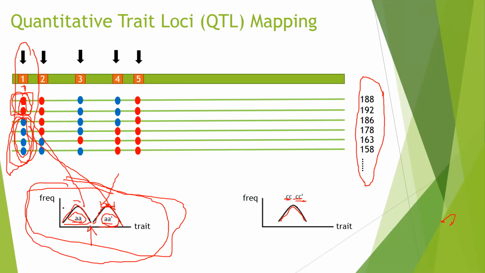Look at here, right? And this means this gene or this marker can explain the variability of the phenotype in this population. Does that make sense?